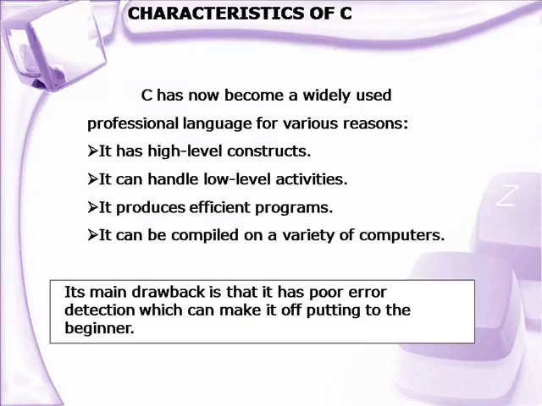Considering the characteristics of C, why has C now become a widely used professional language? It has high-level constructs, it can handle low-level activities, it produces efficient programs, and it can be compiled on a variety of computers. But its main drawback is that it has poor error detection, which can make it off-putting to the beginner.